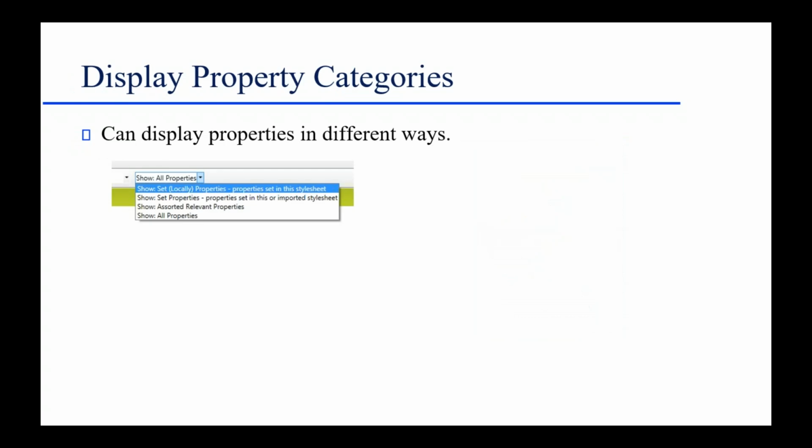Property categories. And this is the option in the upper right. And you can display the properties, not the styles, but their properties in different ways. So one of them is just show the locally set properties, properties that you have set in this style sheet, show properties that you have set in this style sheet or an imported style sheet. And then one somewhat confusing one, show assorted relevant properties, and then show all properties. So what are we talking about?